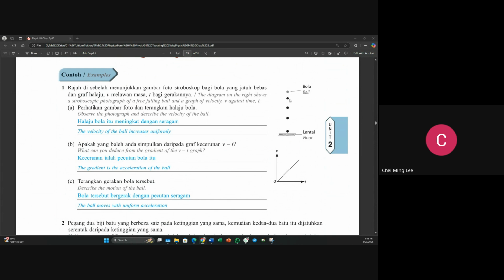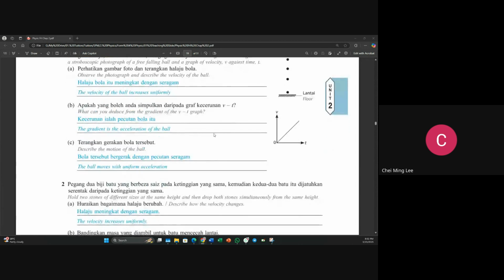So you see the distance is getting bigger and bigger. When the time is the same, the displacement getting higher and higher means that the velocity is increasing uniformly. What can you deduce from the gradient of this graph? Deduce means what can you conclude from that particular thing. Normally it's asking what is the gradient of the graph. So it's the acceleration of the ball. To describe the motion, the ball moves with uniform acceleration because the velocity is increasing uniformly. Now next.